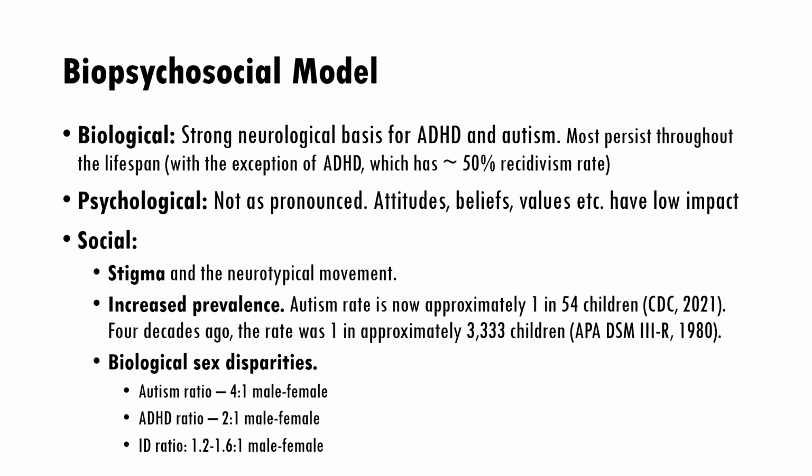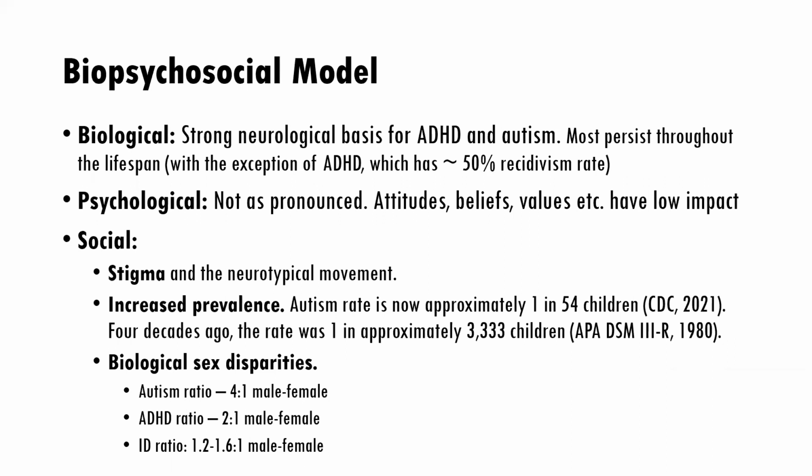From a biopsychosocial model, what's interesting here is that there are certain aspects of this that are more pronounced than others. The biological aspect is the most pronounced. There is a very strong neurobiological basis for ADHD and autism. Most of those diagnoses persist throughout the lifespan, with the exception of ADHD, which has about a 50% recidivism rate. And the reason for why that is, we'll be exploring later.